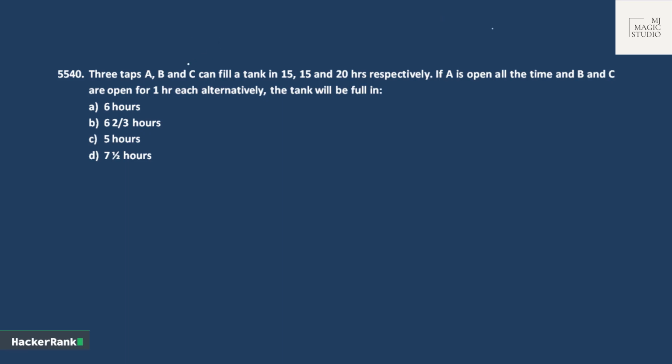Another one from time and work, and this time pipes and cistern. 3 taps A, B, C can fill a tank in 15 hours, 15 hours, and 20 hours respectively. If A is open all the time and B and C are open for 1 hour each alternately, the tank will fill up in how much time? The same process we would be using, rule 8. 15, 20 LCM is 60. Let the capacity of the tank be 60 liters.